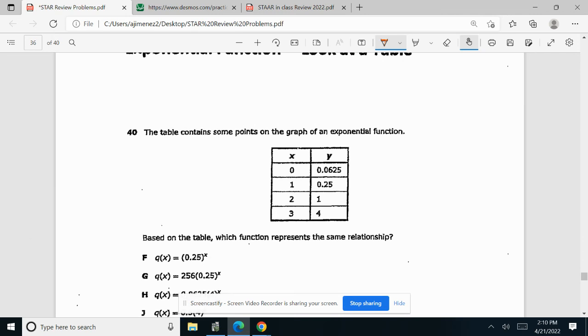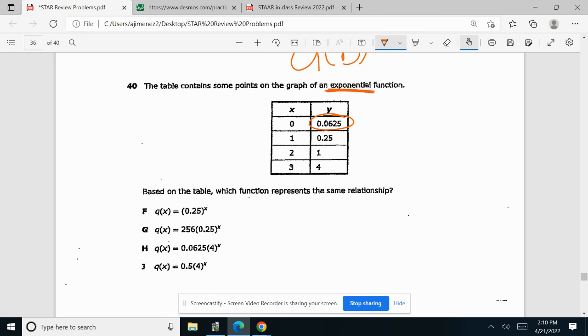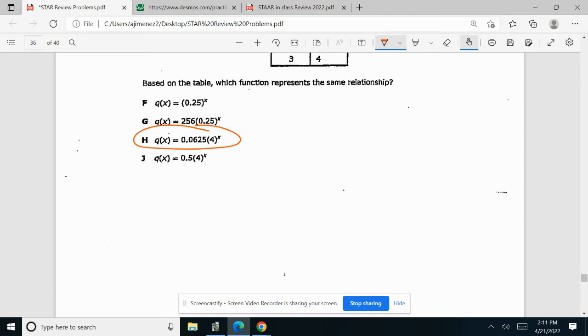All right, we go to exponential and let's look at the table. Same thing, we're using the same formula, A times b to the x. How do I know? Because it says exponential. So you look for the y-intercept. The y-intercept is this. Remember, y-intercept is wherever x is equal to 0. So I go through my answer choices and I need to look for which equation has that number in the front. The A will always be your y-intercept. There's only one answer for this. It's the only one that had it in the front.